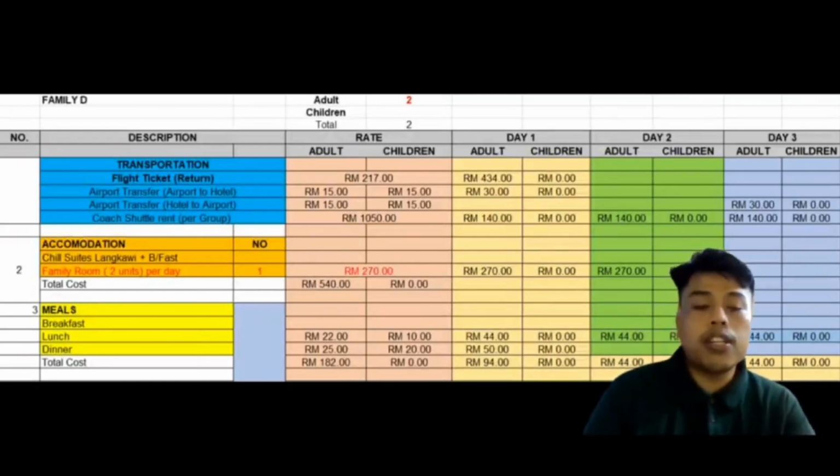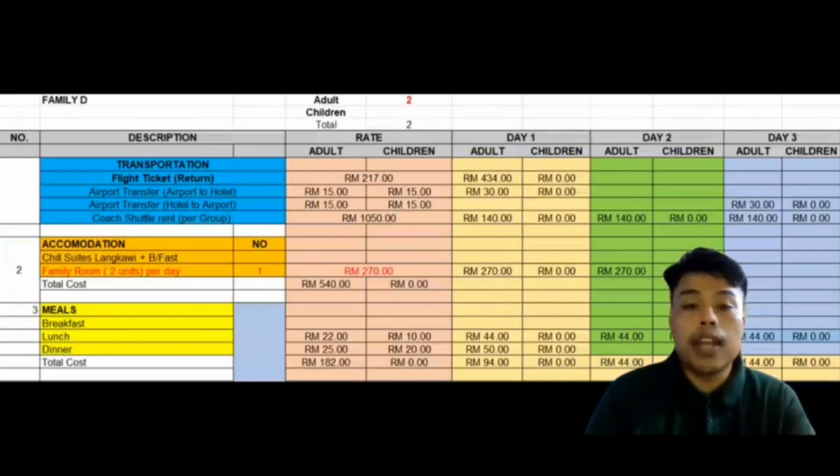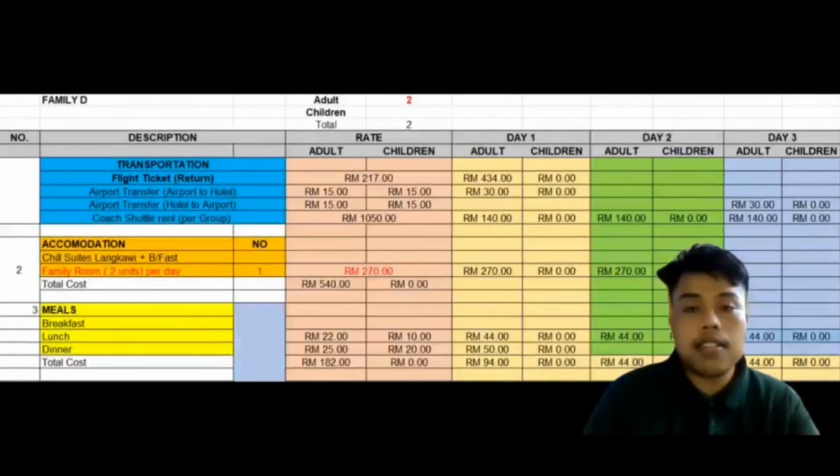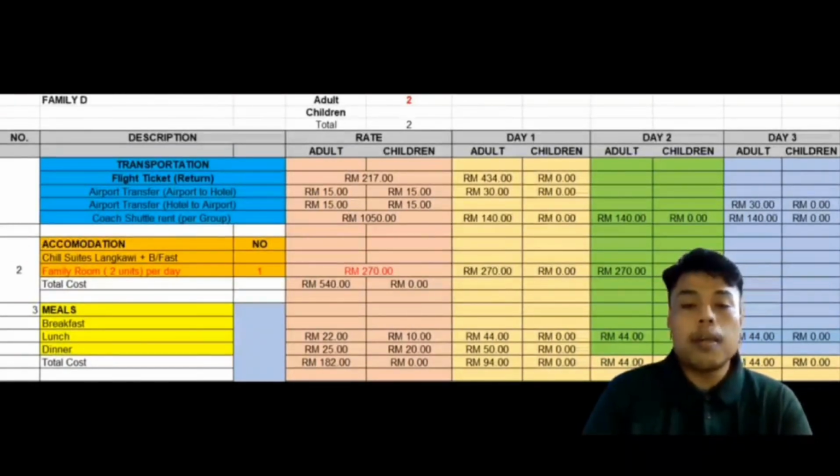This is for the accommodation. Accommodation is about 270 ringgit per night, and this family takes only one room per night. The activities are actually the same as the other families. Families A, B, C, and D have the same activities, and their price is a little bit cheaper because they only have 2 persons.